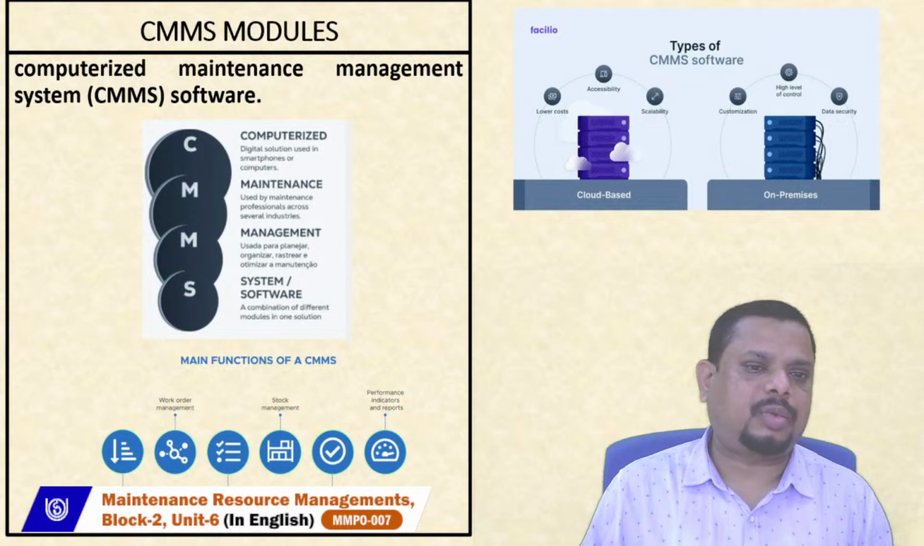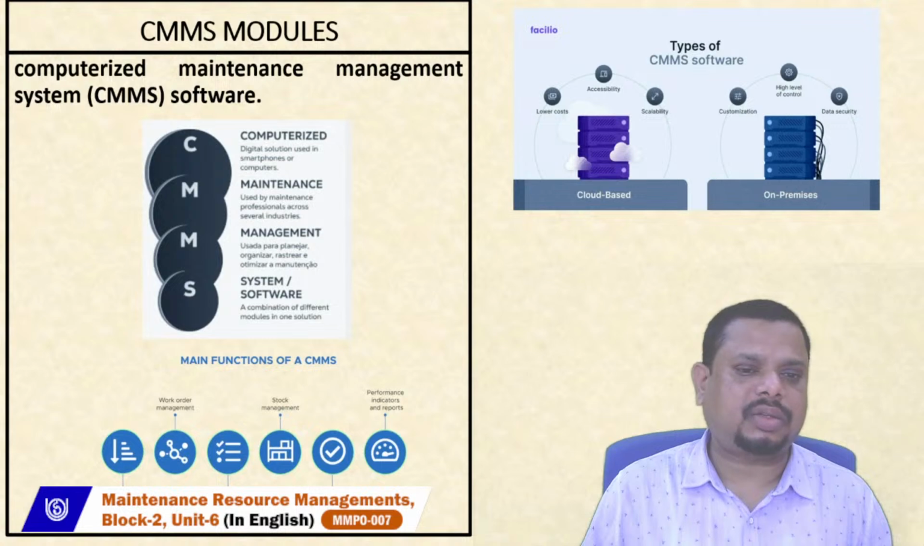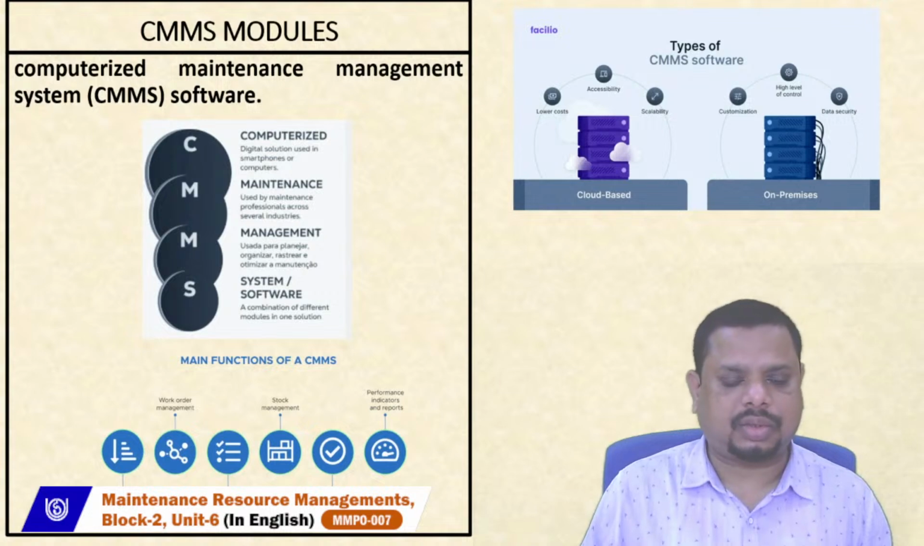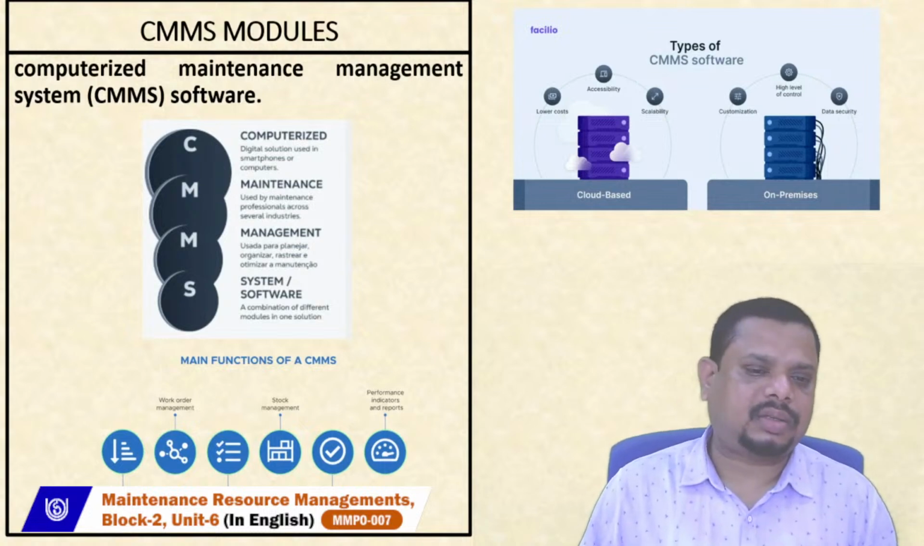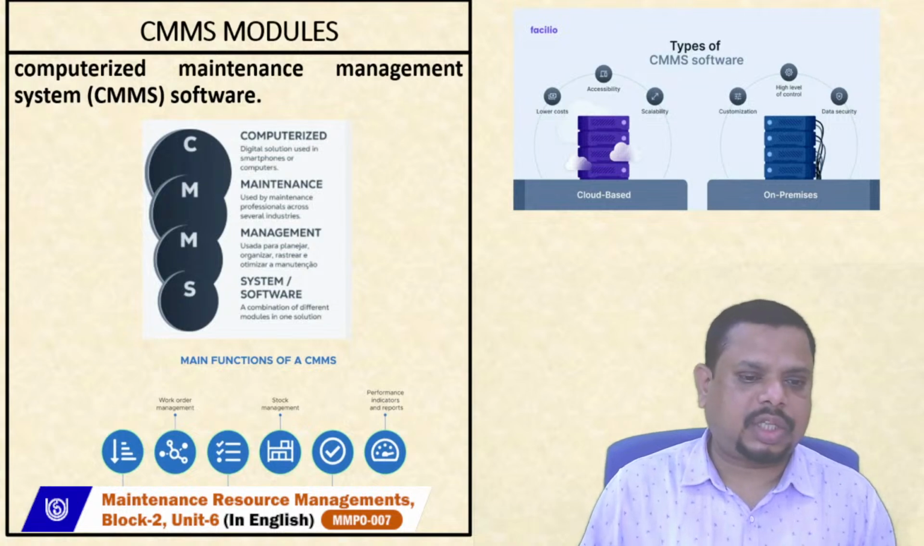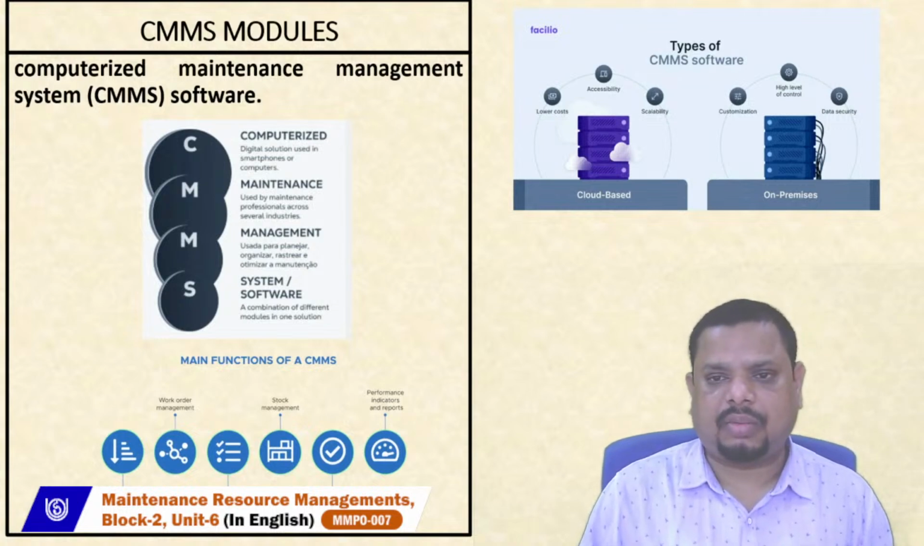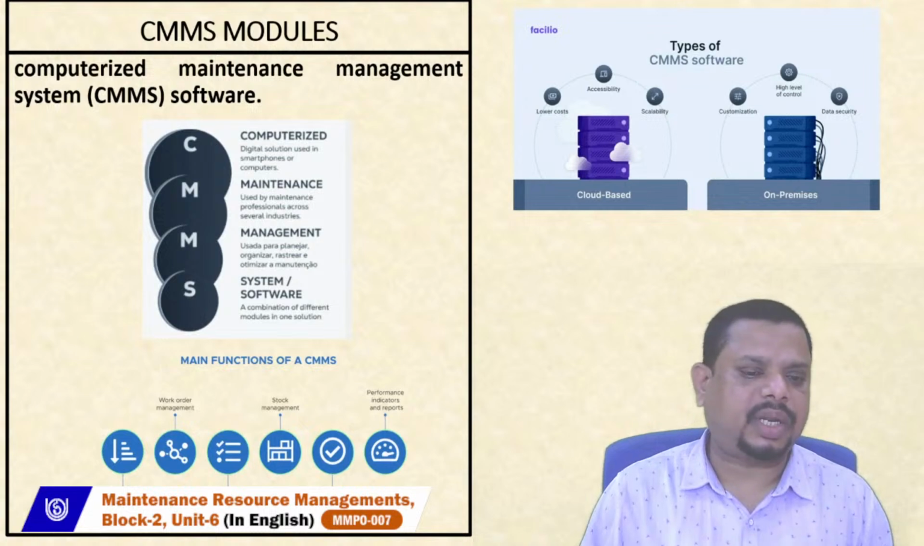So C stands for computerized, where a digital solution is used in smartphones or computers, and M stands for maintenance, used by maintenance professionals across several industries. Again, M stands for management, so they basically optimize the manufacturing activities, and S stands for the combination of different modules in one solution. So by combining the computerized maintenance system or software, they will provide a large amount of recognized functions in the core area of maintenance management.